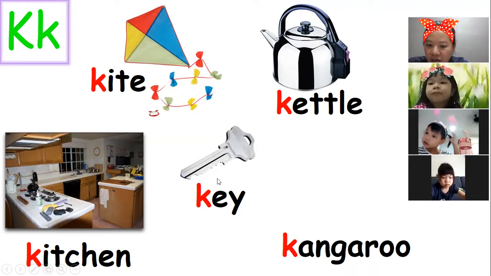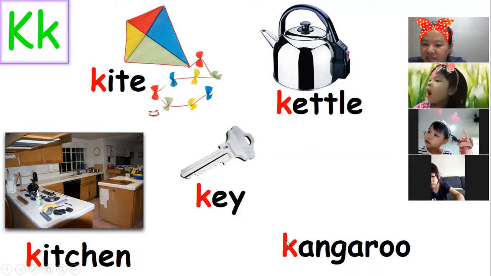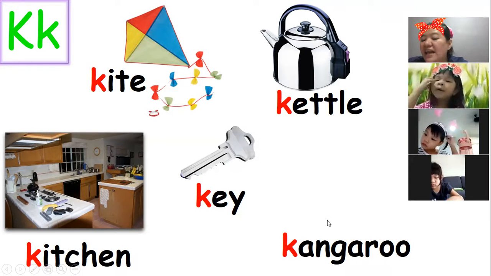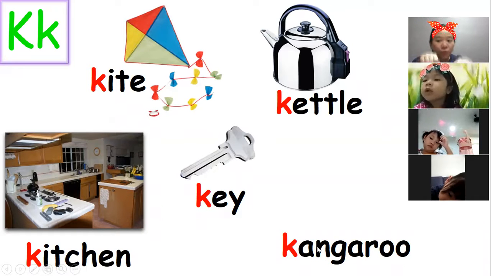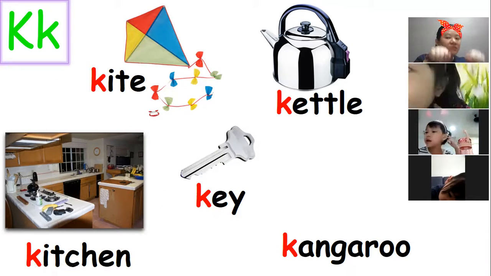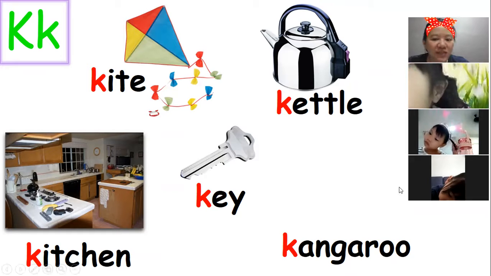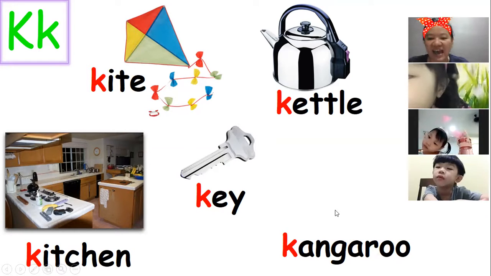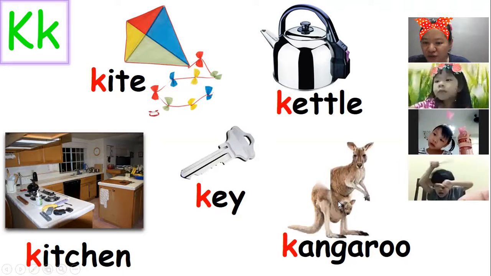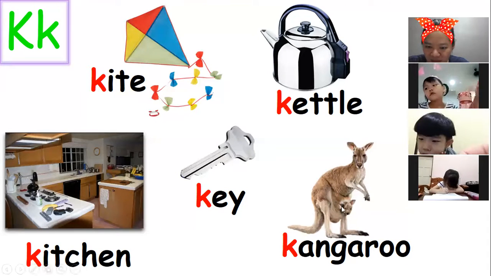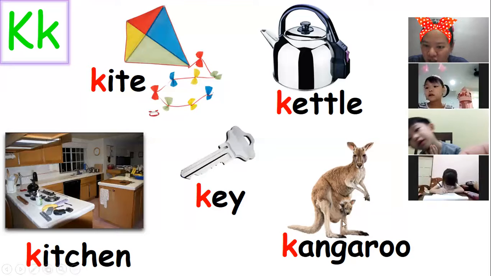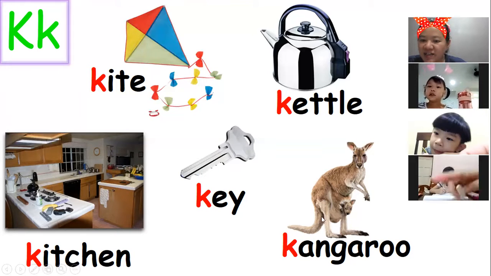Yes, the key. And the last one is an animal. An animal's name starting with the letter K. Can you guess what it is? Kangaroo. Very good. This is a kangaroo. Wow, look at the kangaroos in the box.